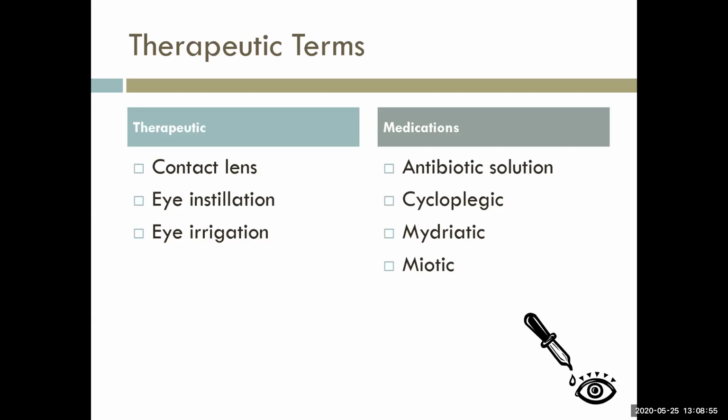Mydriatic is an agent that causes dilation of the pupil. So we need to instill that for certain eye exams. And a miotic is an agent that causes the pupil to contract. And that's it for chapter 5.